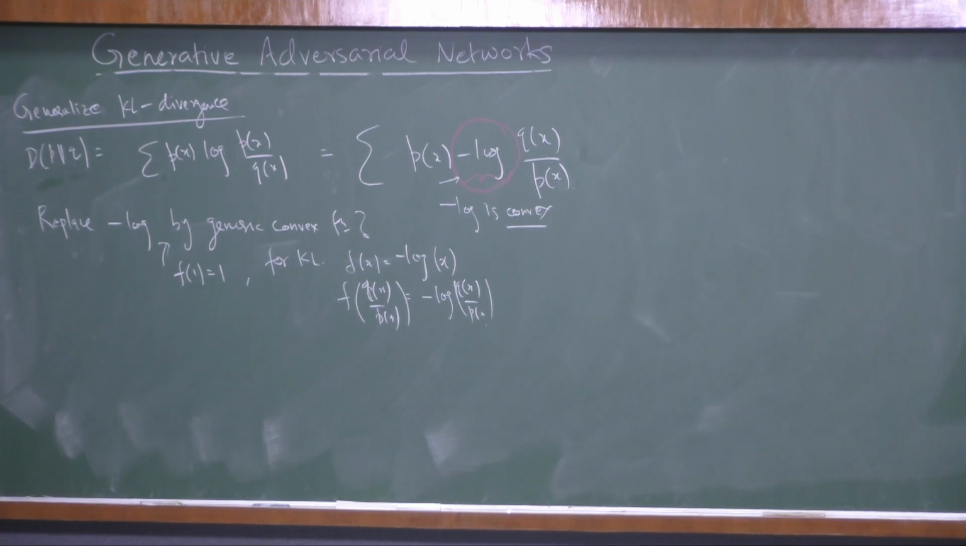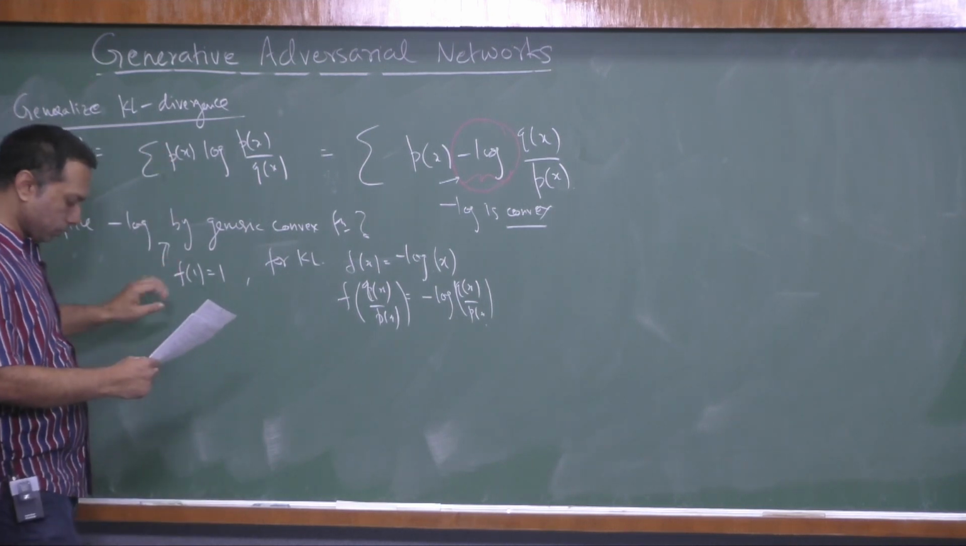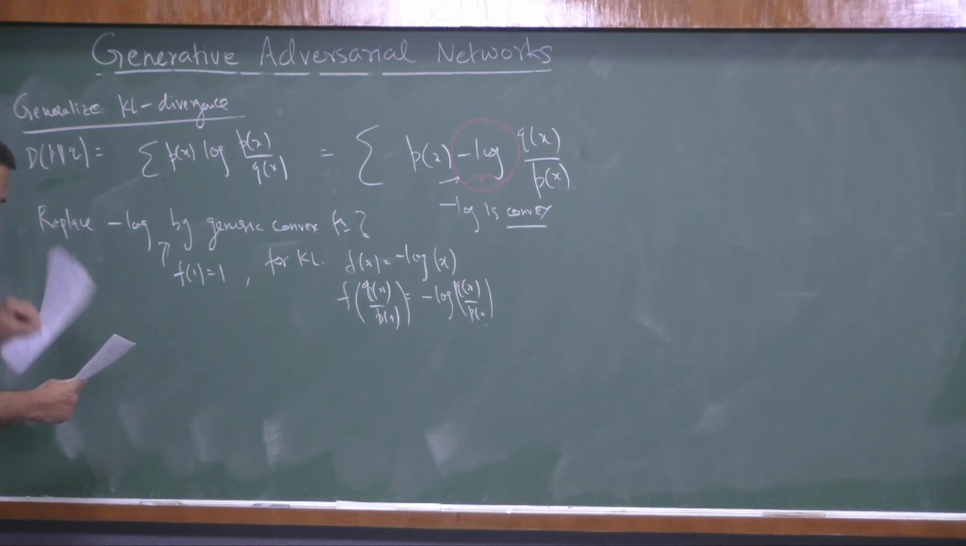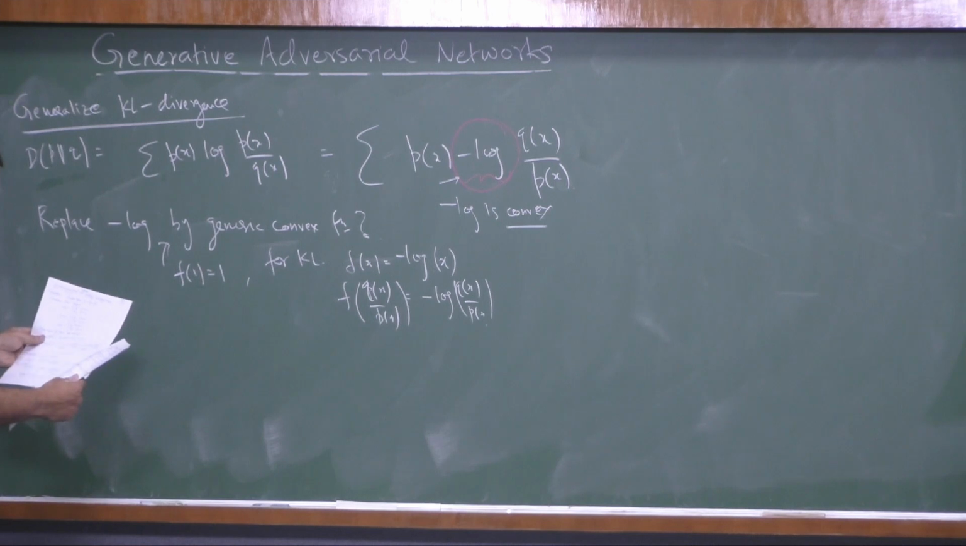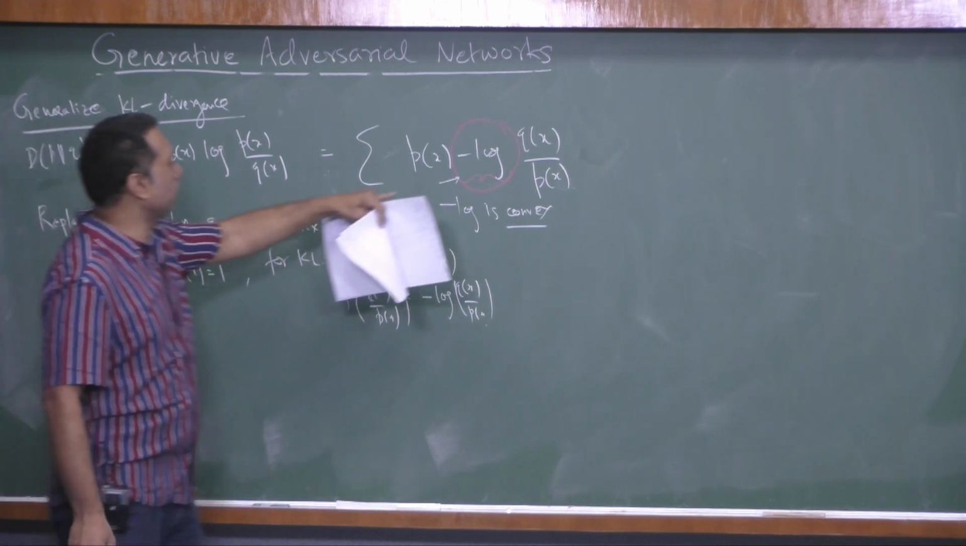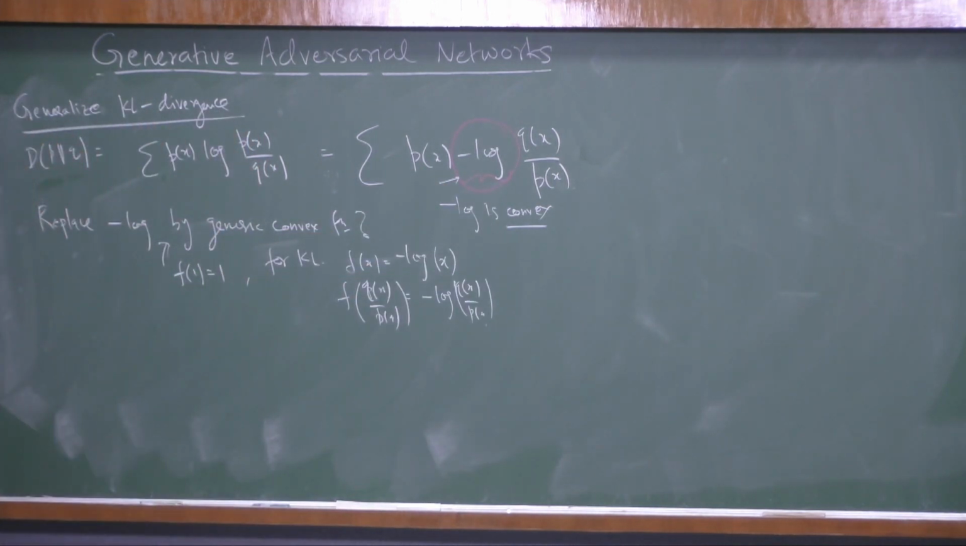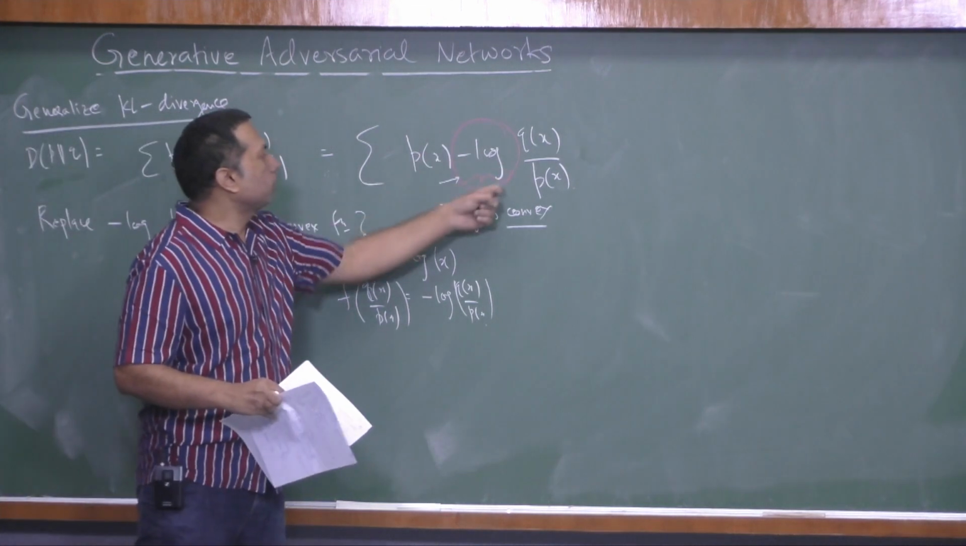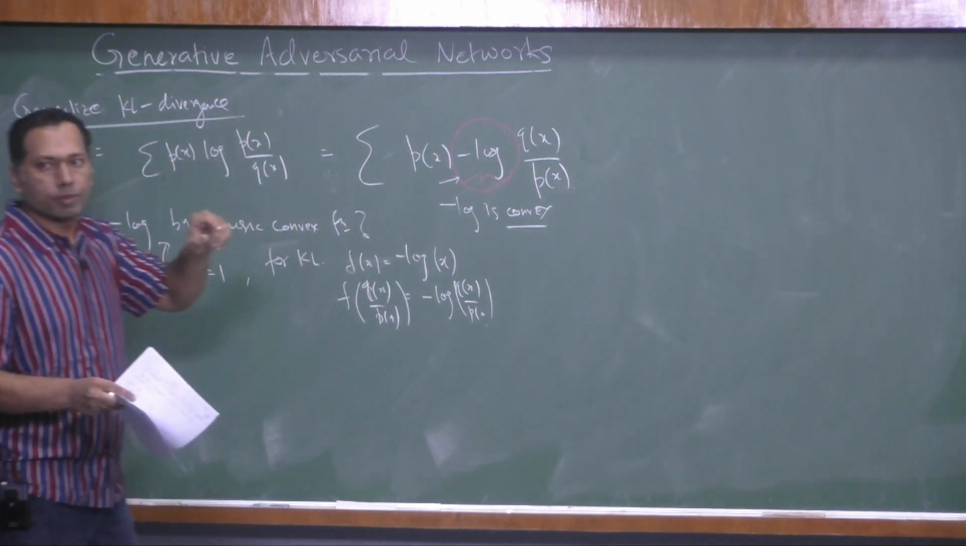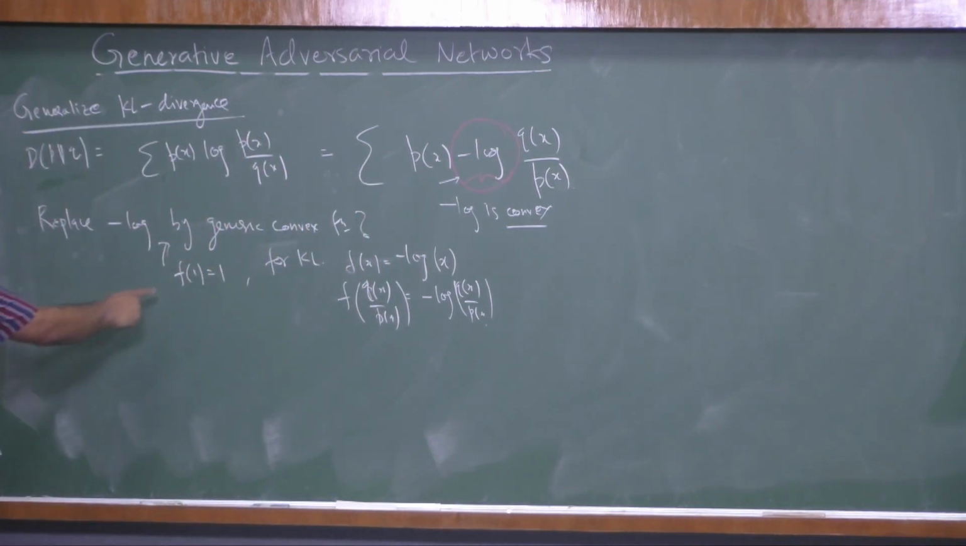A detailed study on this generalization was done in a paper. This generalized approach, where the log of the KL was made into a generic convex function, was studied, and it was called F divergence, for the fact that this minus log was replaced by some F. F is convex with f of 1 equal to 0. So then we go to F divergence.